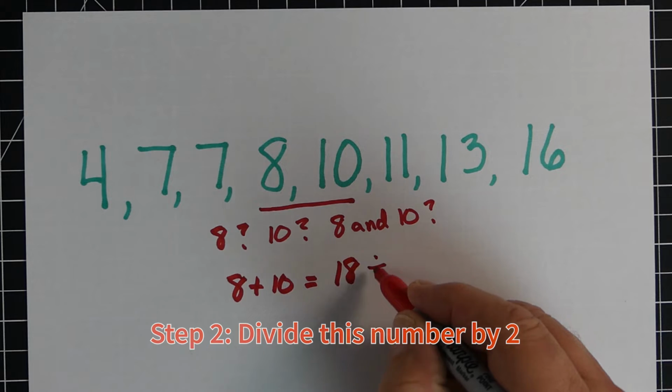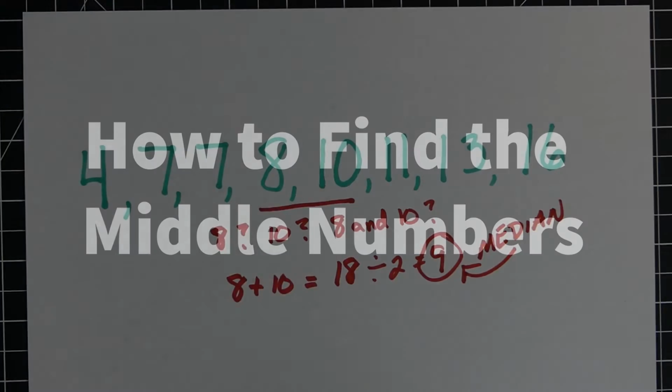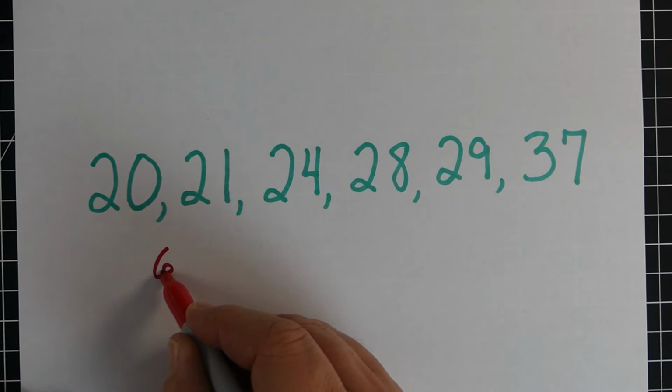In this case, it's 18. We're going to divide by 2, and that's going to be your median. Now, if you have a small amount of numbers, it's easy to see which 2 are in the middle. But if you have a little larger amount, here's what you can do.